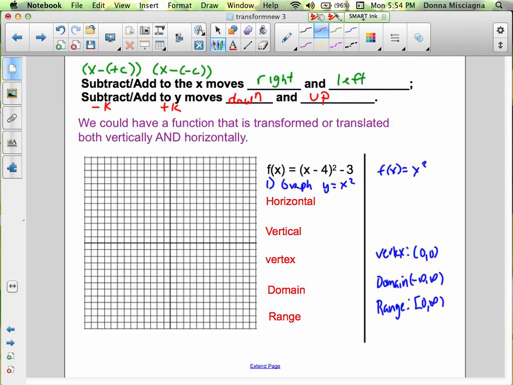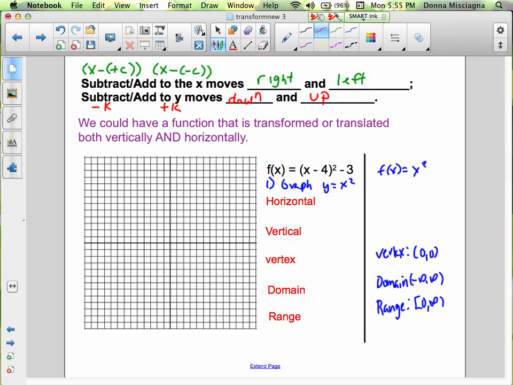Right? So we can have a function that's translated both vertically and horizontally, and that's what we're going to do on this graph here. So we're going to use translations to be able to graph it. Rather than identifying the vertex from the equation, we're going to find the vertex just by translating our function. Identifying it from the equation will be a way that you can check, because you should be able to identify the vertex from the equation.